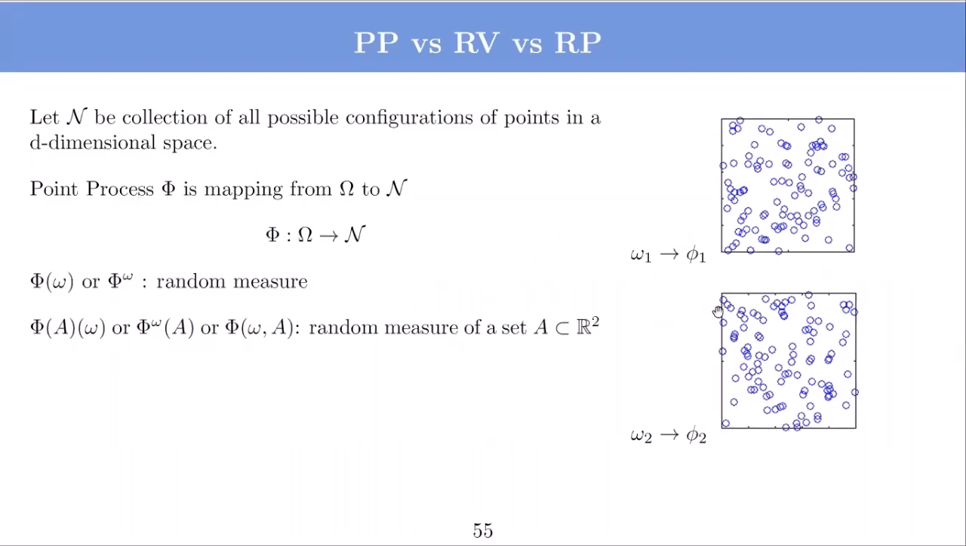Suppose in this particular case omega is made from two outcomes, omega 1 and omega 2. Suppose omega 1 is head and omega 2 is tail. I flip a coin and get a head or a tail. When I get head, I get this configuration; if I get tail, I get this configuration. This is a point process with two realizations. Here I denote this point process, or random measure, by phi(omega), which is a function of omega. Every time I pick an omega, I get a different realization, which is a measure or a set of points.